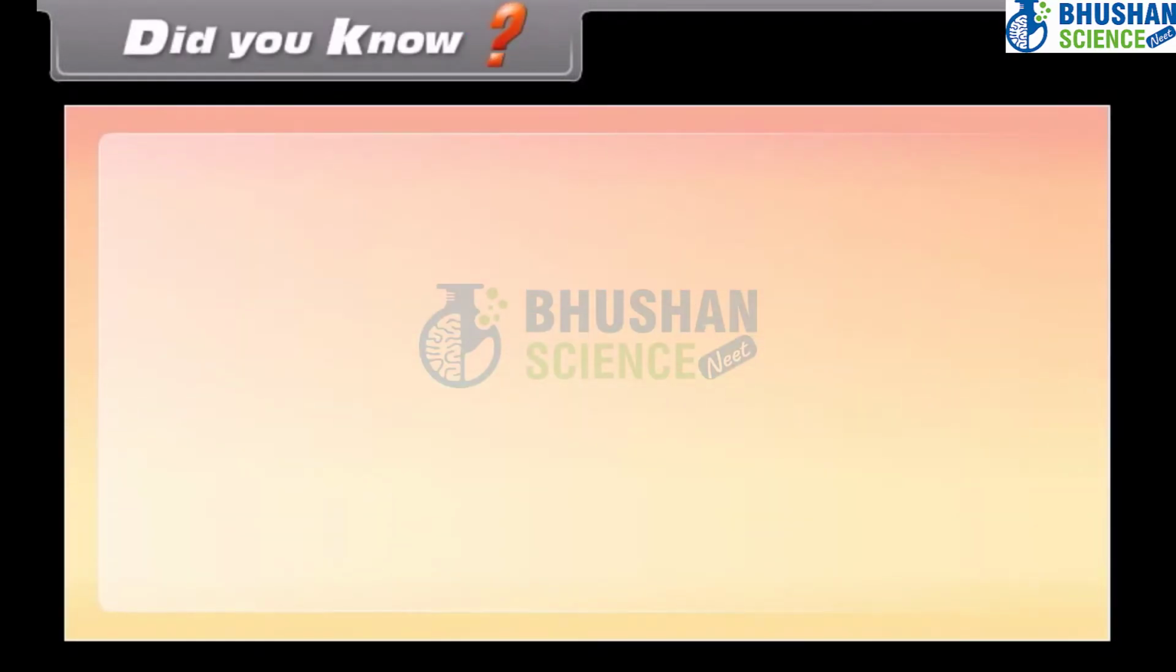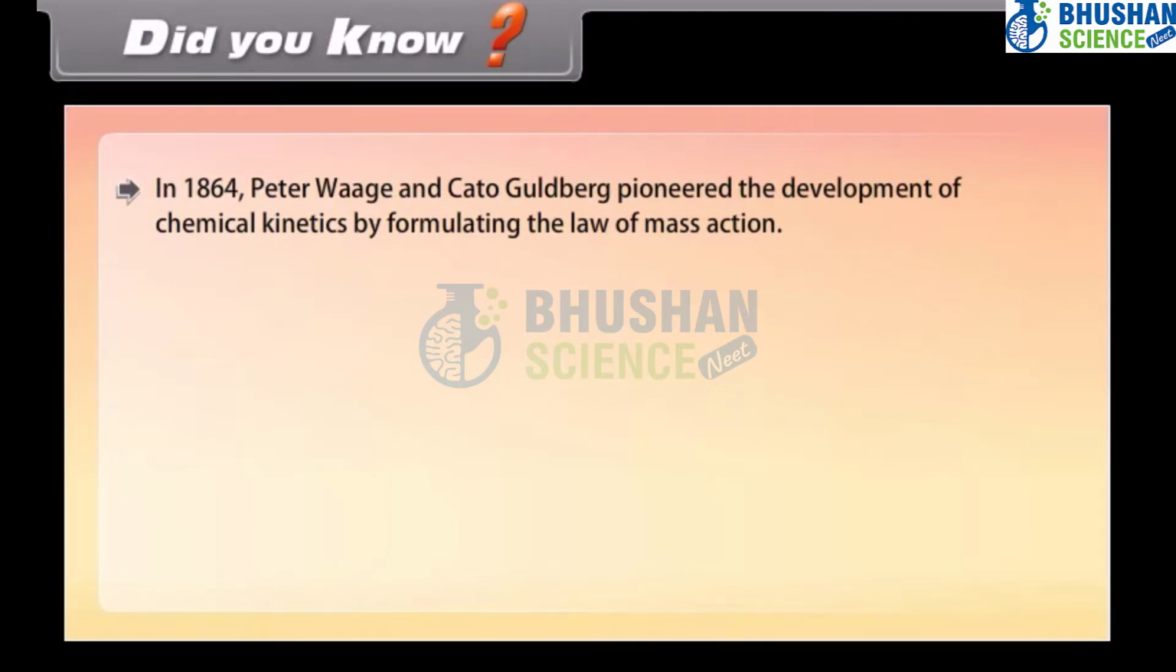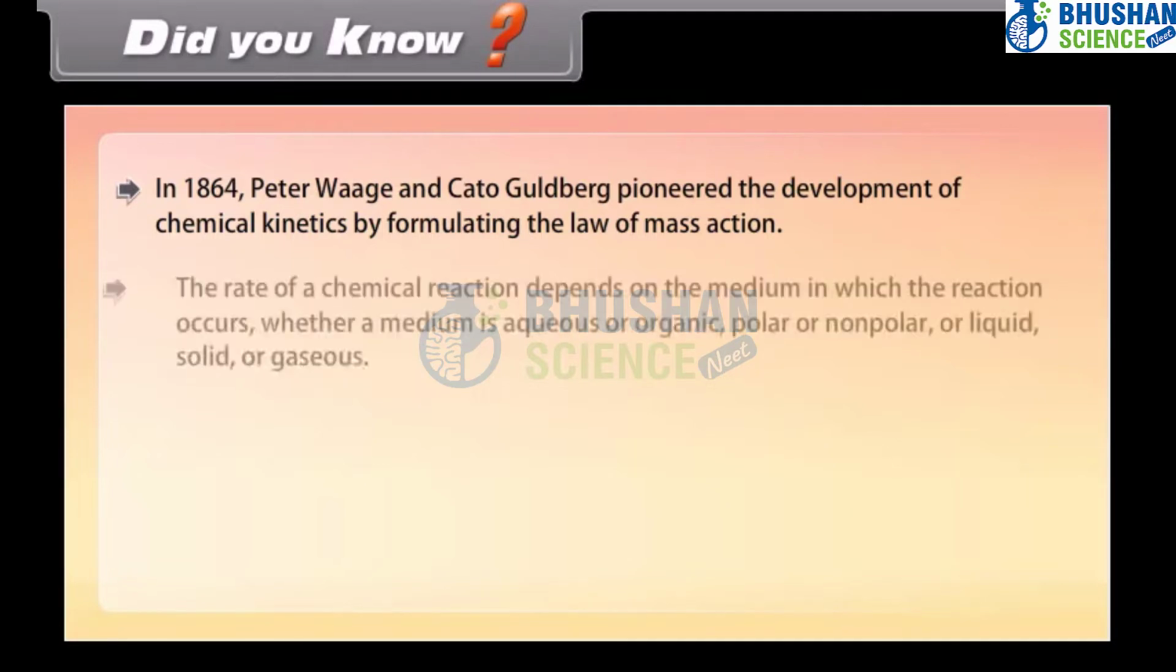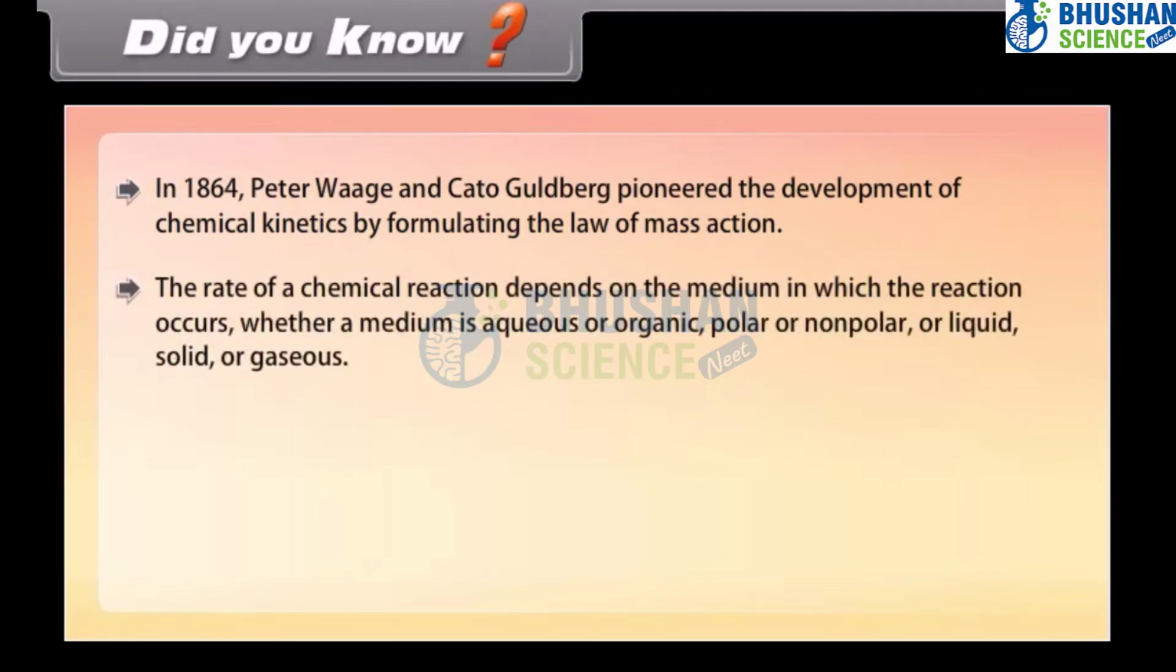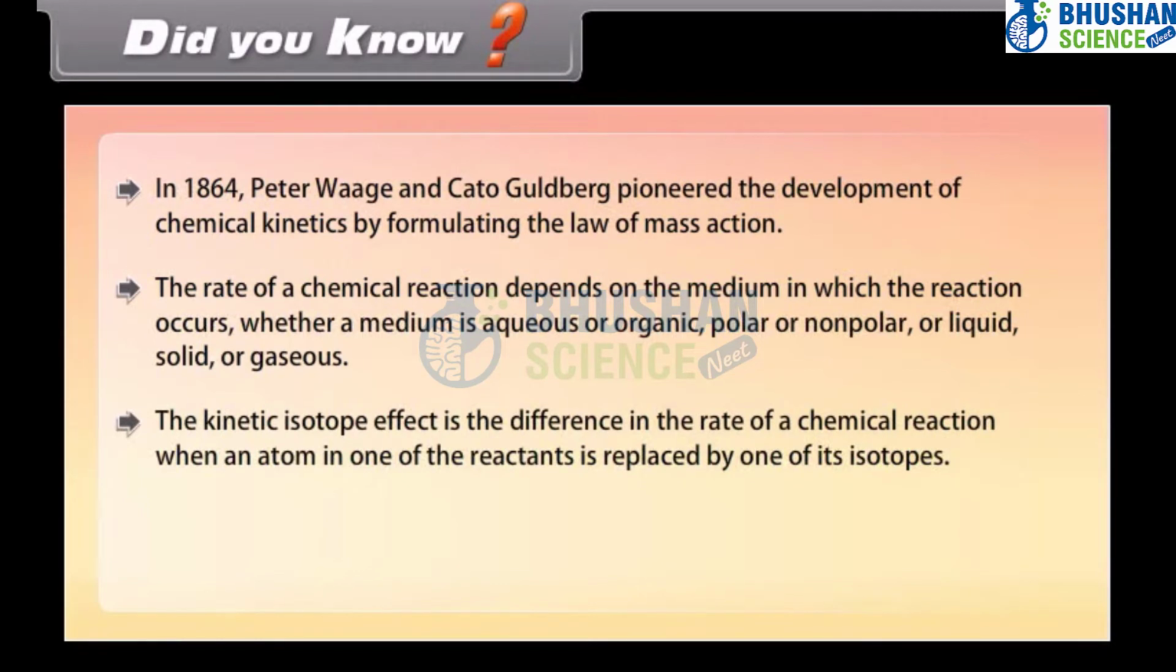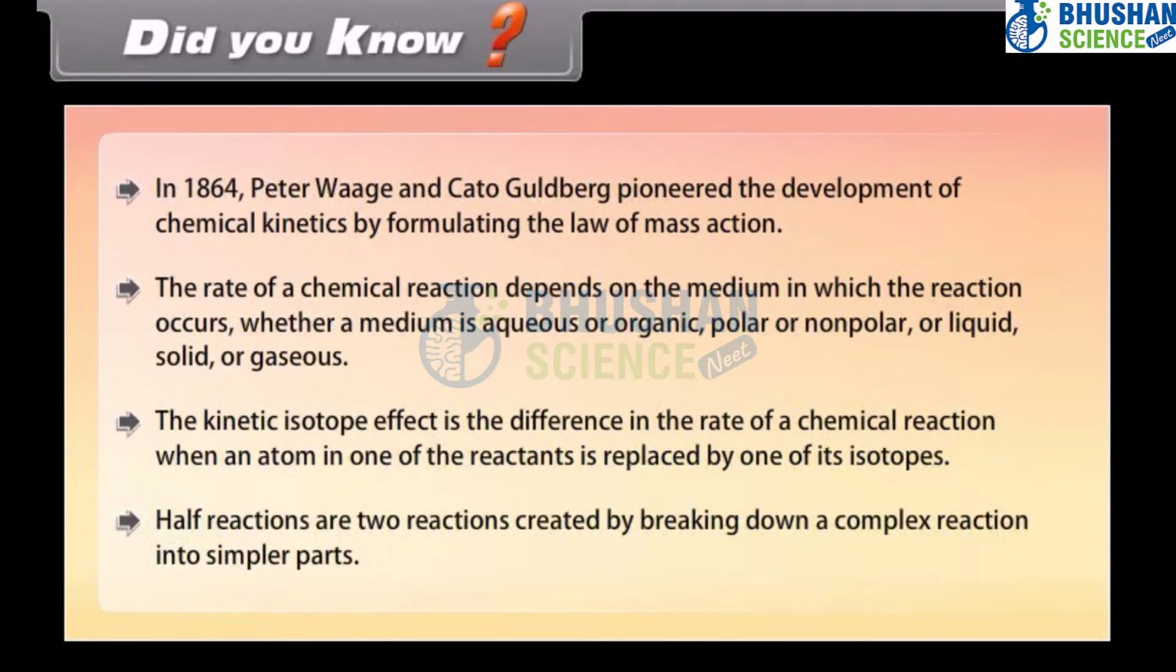Did you know? In 1864, Peter Waage and Cato Guldberg pioneered the development of chemical kinetics by formulating the law of mass action. The rate of a chemical reaction depends on the medium in which the reaction occurs, whether the medium is aqueous or organic, polar or non-polar, or liquid, solid, or gaseous. The kinetic isotope effect is the difference in the rate of a chemical reaction when an atom in one of the reactants is replaced by one of its isotopes. Half reactions are two reactions created by breaking down a complex reaction into simpler parts.